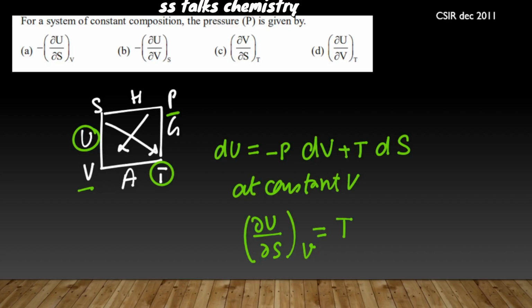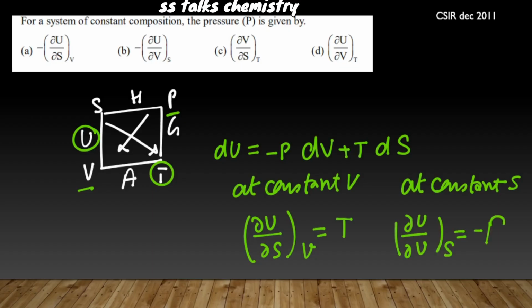Now if I talk about constant entropy, in that case dS will be equal to 0, right? So del U by del V at constant entropy is equal to minus the pressure. So this is the expression that gives us the value of the pressure. From this, pressure is minus del U by del V at constant entropy. This is the one. Option B is the right answer in this, right?